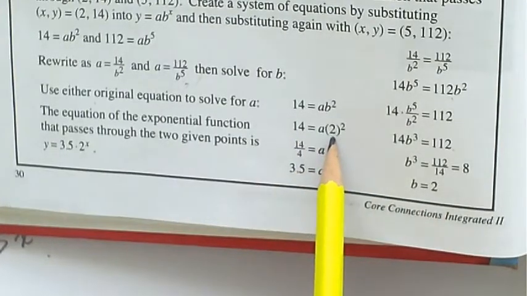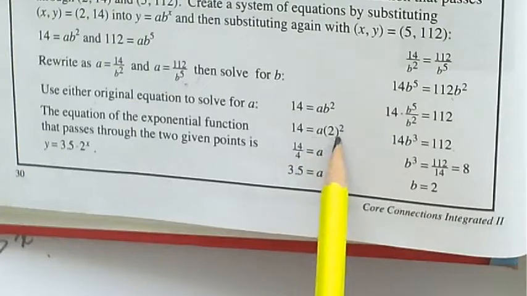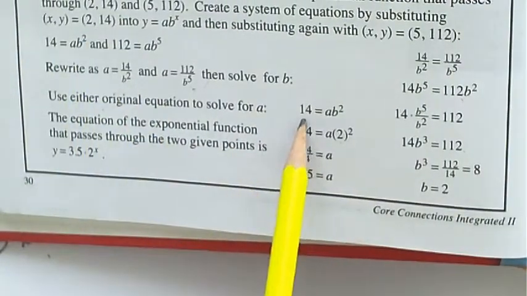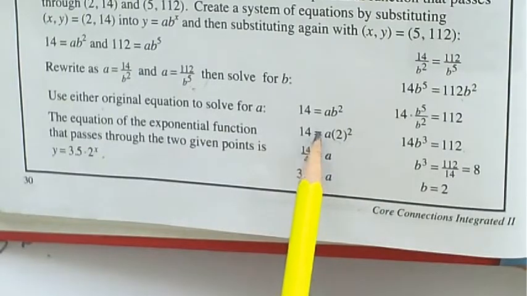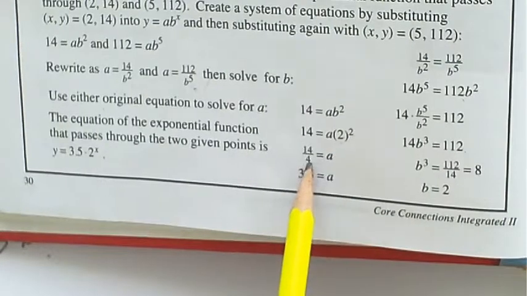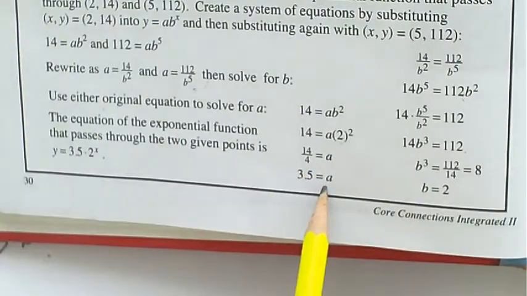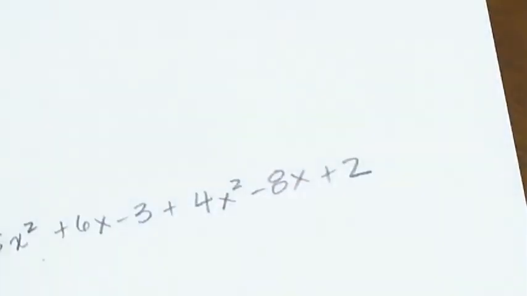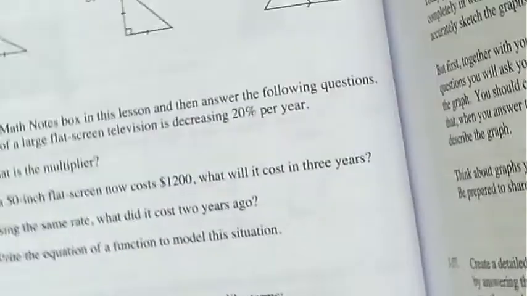So you plug in 2 for b, and then you just solve for a. So they're just taking this point, substituting 14 for y, 2 for b, and then 2 for x. 2 squared is 4, dividing by 4 on both sides, and then solving for a. That was a lot. I'm not going to do all of that on the next problem, but it's good for you to see that.